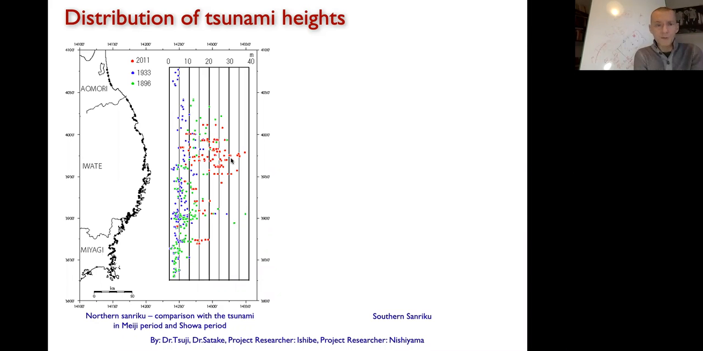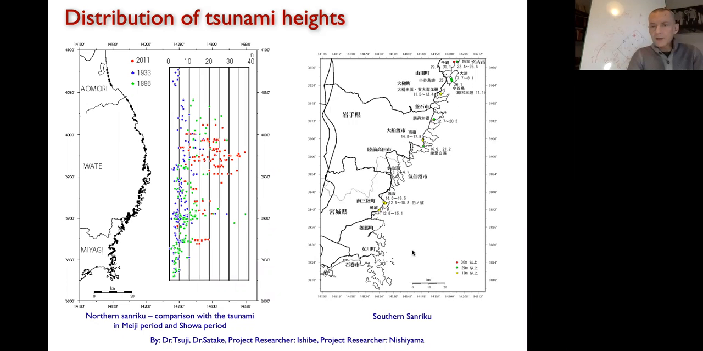Well, but they are comparable with some values that have been recorded also after the Showa and the Meiji events, 1933, 1896 here, because in some part of the coast, similar heights have been reached. This is for the northern Sanriku region of Japan. And here there are some values that are impressive as well, even if a little bit lower in the other provinces here in the southern part of the Sanriku.